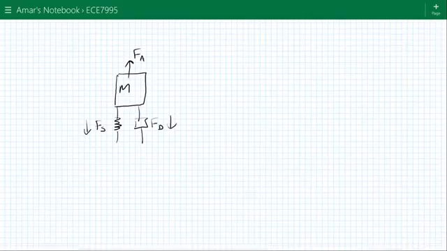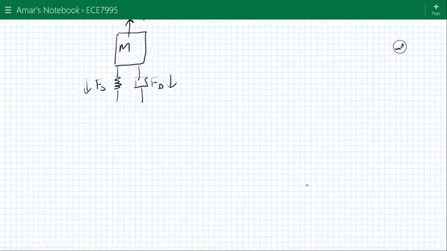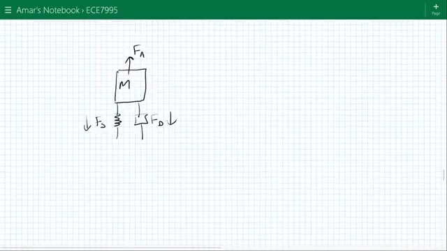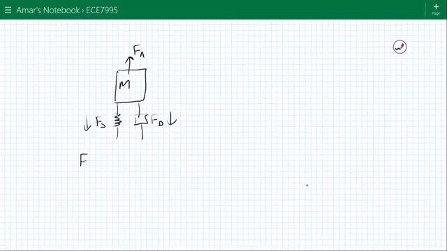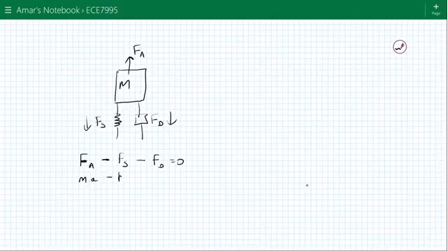So if we were to write an equation describing this, we say that the acceleration force minus the spring force minus the drag force is equal to 0. The acceleration force is equal to ma. The spring force is kx, and the drag force is b times v. So this is equal to 0.